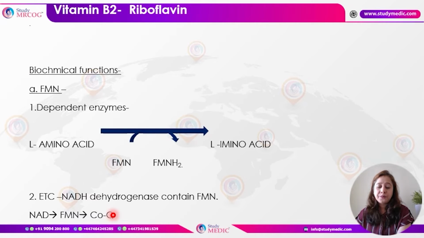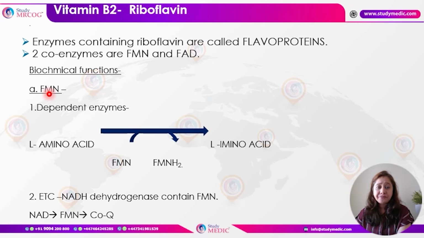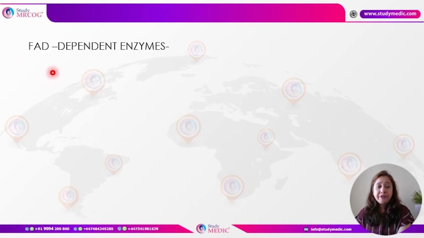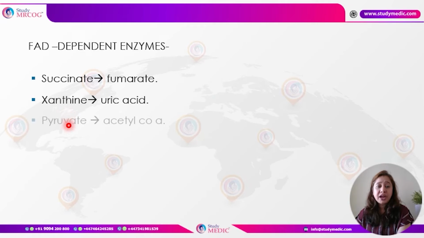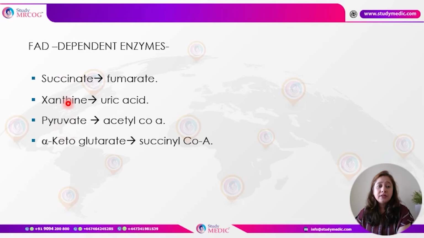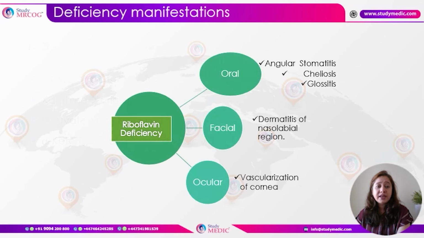We'll see about the next vitamin, B2, riboflavin. Which are the coenzymes of riboflavin? It is FMN, which is required for the conversion of L-amino acid to L-amino acid, and also it is required for the electron transport chain. So this is about the FMN action. And FAD, so there are various FAD dependent reactions, as you can see, that is alpha ketoglutarate to succinyl-CoA, pyruvate to acetyl-CoA, xanthine to uric acid. So these are the FAD dependent reactions.